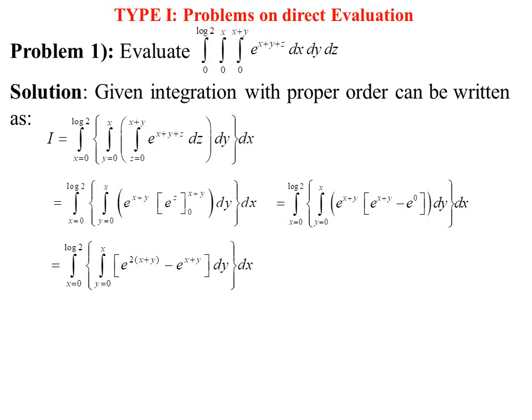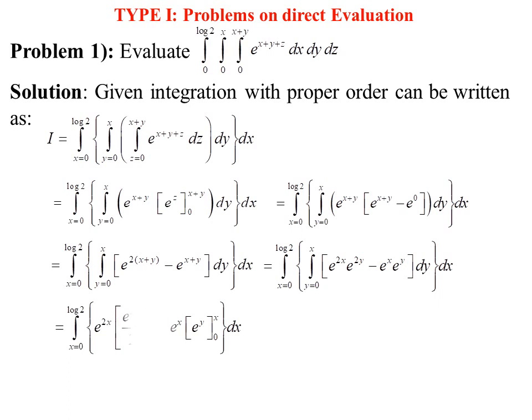Now this is a double integration. In a double integration, we have to integrate first with respect to y, then with respect to x. Now let us continue integrating with respect to y here. Integration 0 to log 2, integration y is equal to 0 to x. I have simplified that square bracket integrand as e raised to power 2x, e raised to power 2y, minus e raised to power x into e raised to power y, with respect to dy and finally with respect to x.